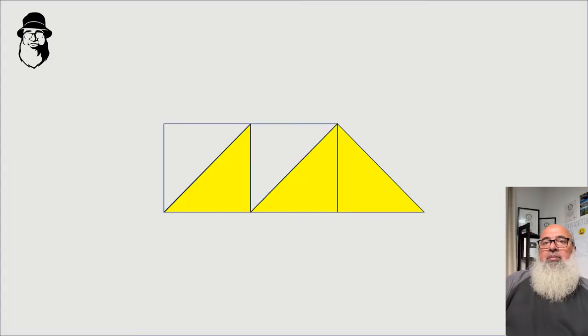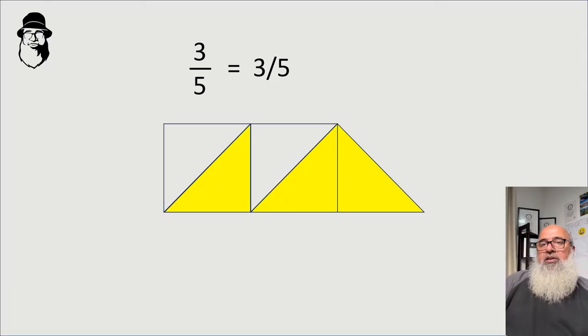Let's see another example. The shape here is made of 5 identical triangles and 3 of those are colored yellow. So the fraction colored yellow is 3 over 5, or 3/5, like this.